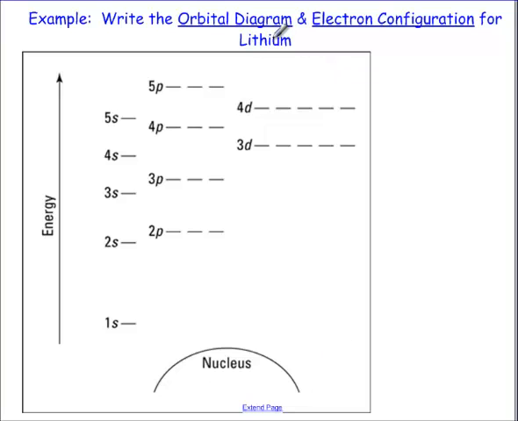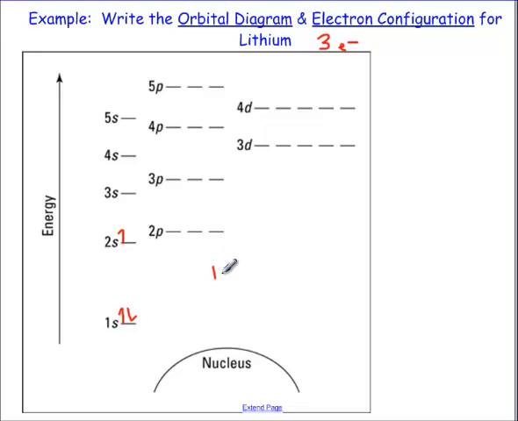Now let's look at lithium. Atomic number 3, which means it has 3 electrons. We follow all the rules. Start at the lowest energy level possible. I put 1, I put 2. Now the 1s level is full, but I still have 1 more electron to place in the orbital diagram. So now, according to Aufbau's principle, I move up to the next available energy level, which is the 2s level, and I put my 3rd electron. And now I'm done with the orbital diagram.